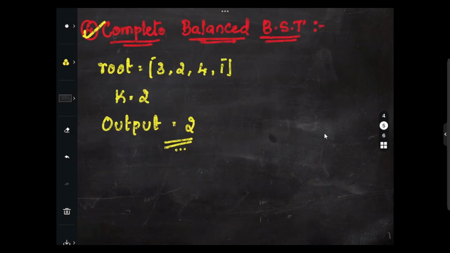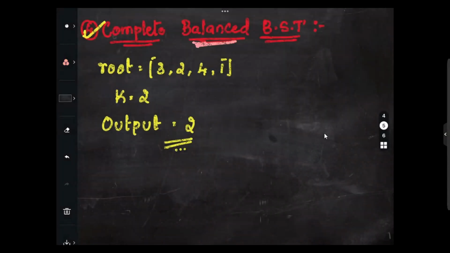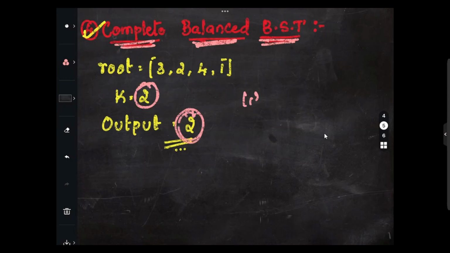Let's move on with the fourth edge case here, the complete balanced binary search tree. We have 1, 2, 3, 4, and we have been asked to find the second smallest element. The second smallest element here is 2 because we have the values 1, 2, 3, 4. We have the complete BST. This is similar to the first example in the question, but we have been asked to find the second smallest element. In this case, 2 is the second smallest element.